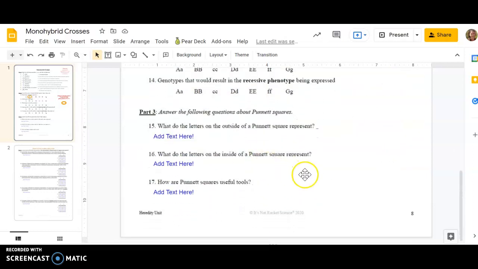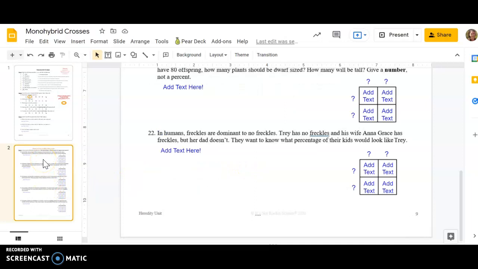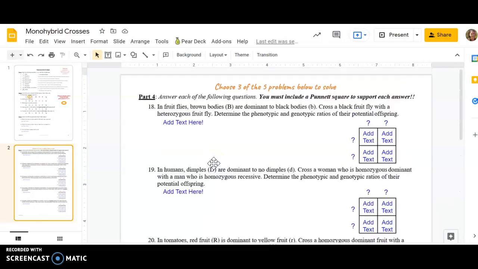Part 3 is asking you a couple questions just to check your knowledge about how Punnett squares are set up and how they work and the information they can tell you. So those will be just written answers, should be a sentence or 2, nothing longer than that. So don't write me a book, just show me that you understand them. And then we're going to move on to page 2, which has our last and 4th part on it.